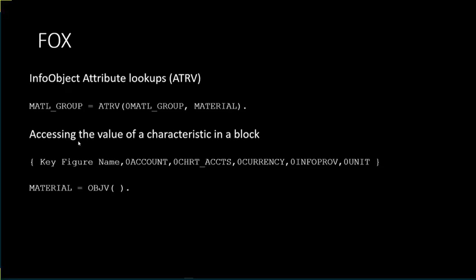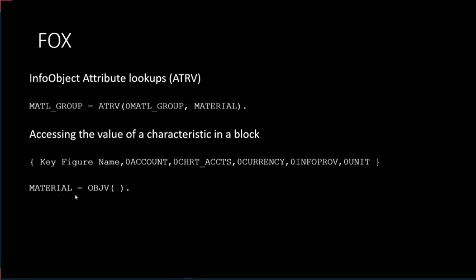Next, we can access the value of a characteristic in a block. Say, for example, the fields to be changed are account, chart of accounts, currency, info provider, and unit. We can still access the value of material in the block by specifying the statement OBJV and a pair of brackets.